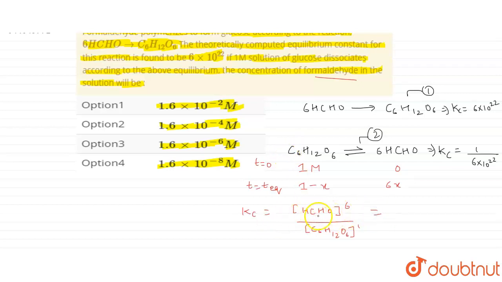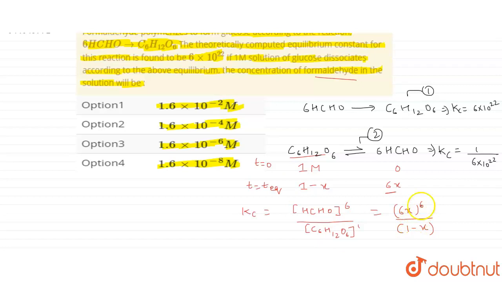So it will be (6x)^6, because we have the concentration of formaldehyde at equilibrium as 6x, divided by 1 minus x, because we have the concentration of glucose, that is C6H12O6, at equilibrium as 1 minus x. So it will be like this.